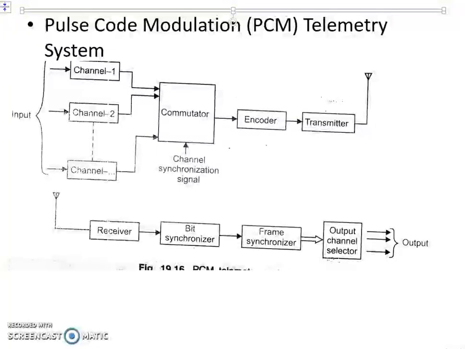Now let us discuss the pulse code modulation telemetry system, that is the PCM telemetry system. This system is called pulse code modulation because here the measured data is represented in the form of binary codes. This system also makes use of time division multiplexing, that is the PAM telemetry system. However, in this system, an encoder is used after the commutator stage. The commutator is just like a multiplexer, which combines the signals and produces one signal.